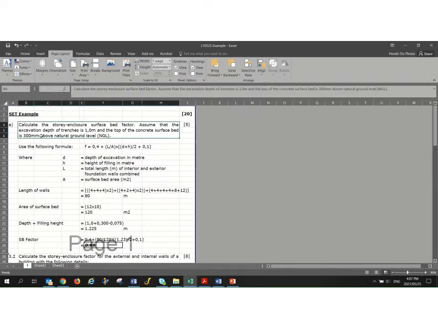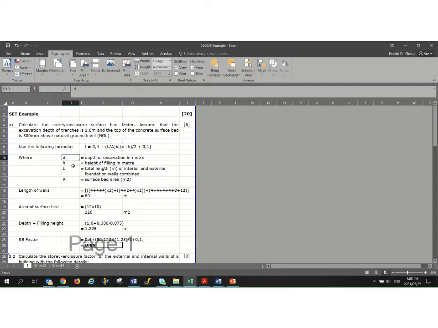So I've just copied this example into an Excel spreadsheet to make it available also. So the first question is calculate the story enclosure surface bed factor and assume that the excavation depth is 1 meter and the top of the concrete surface bed is 300 millimeters below the natural ground level. Okay, so now if you need to calculate your factor for your surface bed, the following formula has to apply. So we know this is the formula that we have to use, so this is one of the formulas that you have to know.